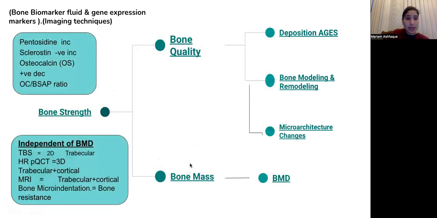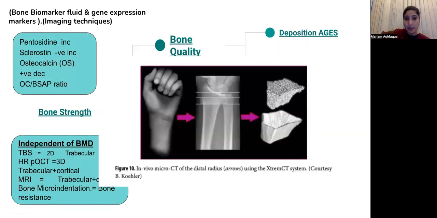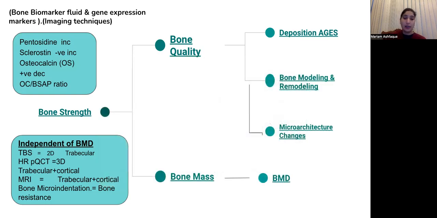Okay, the TBS measures the trabecular component of the bone. And if we go to CT, which is high resolution CT, this is 3D imaging, and it measures both the cortical and the trabecular components. This one shows a micro CT scan of the distal radius. This is advanced imaging, which is very helpful when DEXA and the FRAX tool are poor indicators. MRI also assesses the trabecular and cortical components, and there is also microindentation.